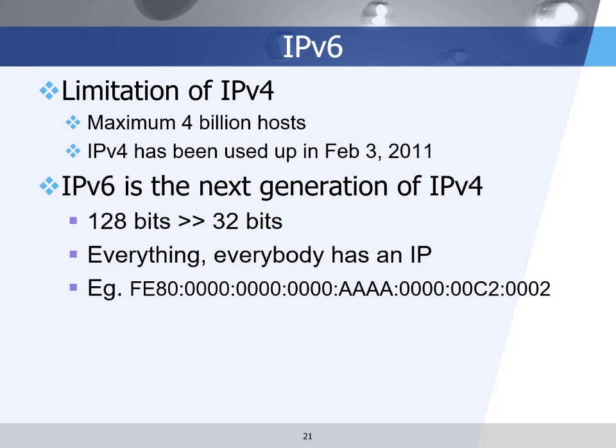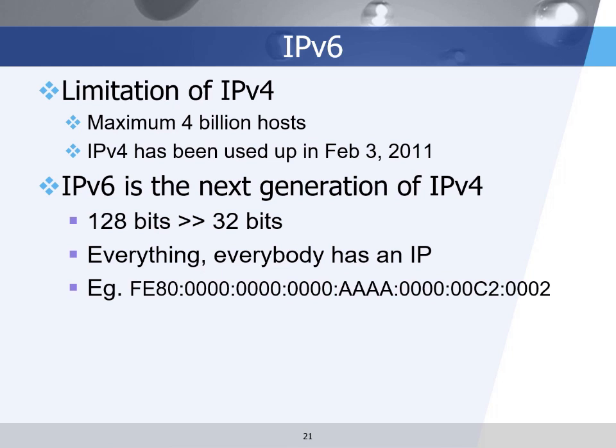For the IP address, we have 2 versions, IPv4 and IPv6. For the IPv4, we can maximally have 4 billion hosts. And IPv4 has been used up on February 3rd in 2011. But you may think why we can still have more machines and more devices on the internet. That's because the IP address can be reallocated.